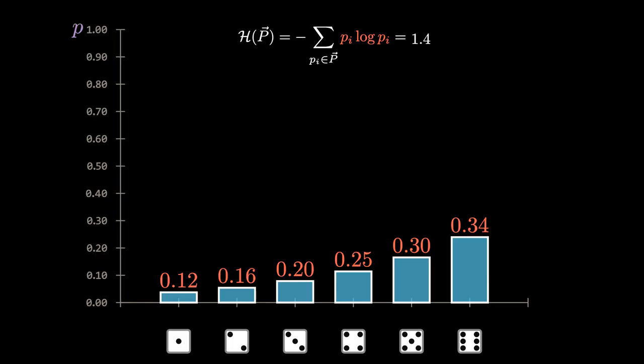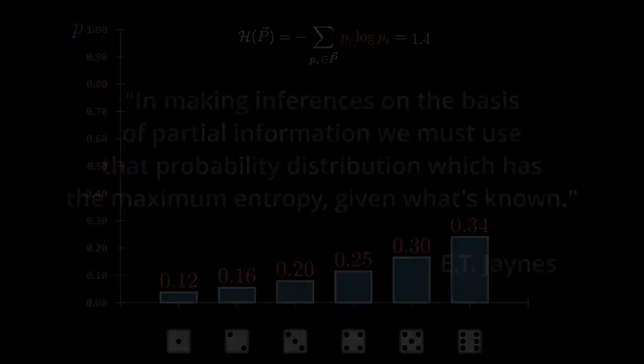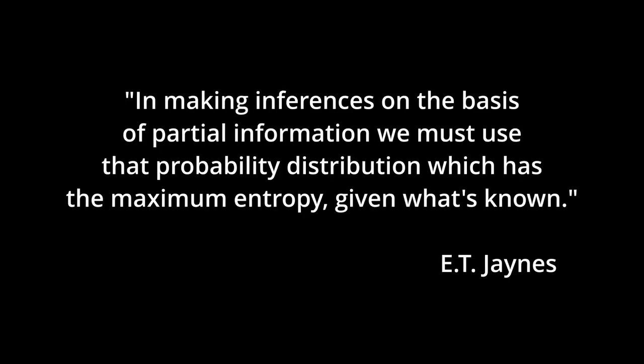This method, known as the maximum entropy principle, is the only logically consistent way to infer probabilities from partial information, as Edwin Thompson Jaynes wrote in 1957. In making inferences on the basis of partial information, we must use that probability distribution which has the maximum entropy given what is known. By maximizing entropy, which is the missing information of the system, the best distribution is simply the one that faithfully encodes exactly and only the knowledge we possess.